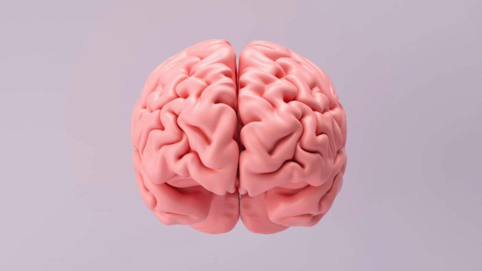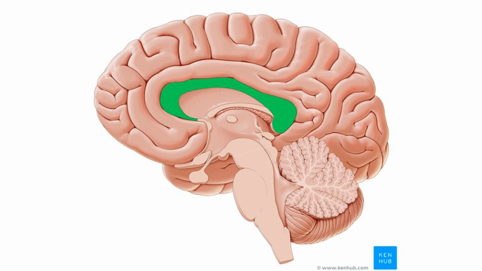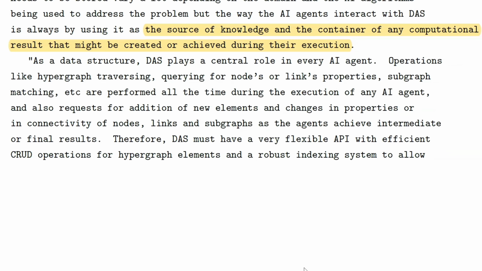So if we look at the brain, it has two hemispheres, the left hemisphere and the right hemisphere. And these two hemispheres are interconnected and talk with each other via the corpus callosum, which is the interlinkage structure between both hemispheres. The DAS is the source of knowledge and the container of any computational result that might be created or achieved during the execution. So basically, if one atom space needs information, it talks to the DAS, and the DAS connects that atom space with another atom space that contains the necessary information, so both can talk with one another. I hope that makes sense.